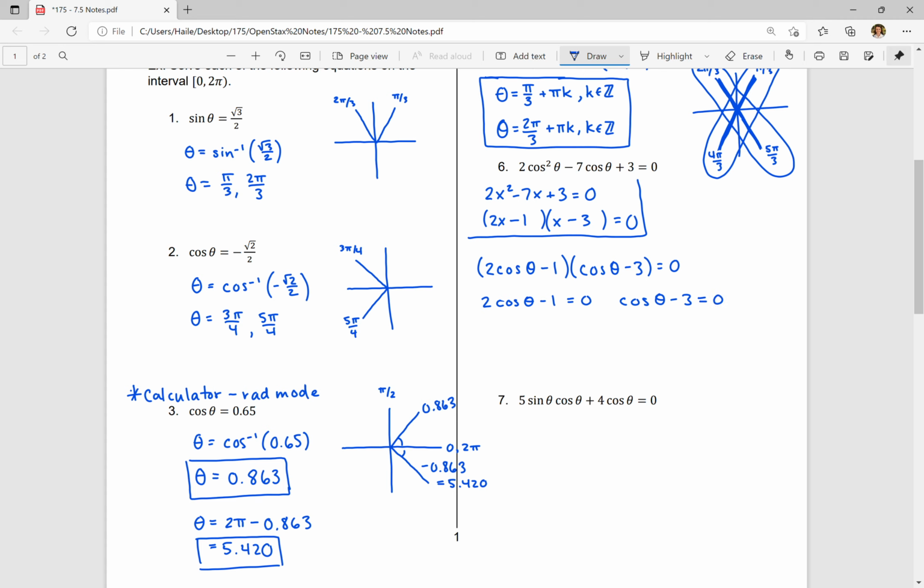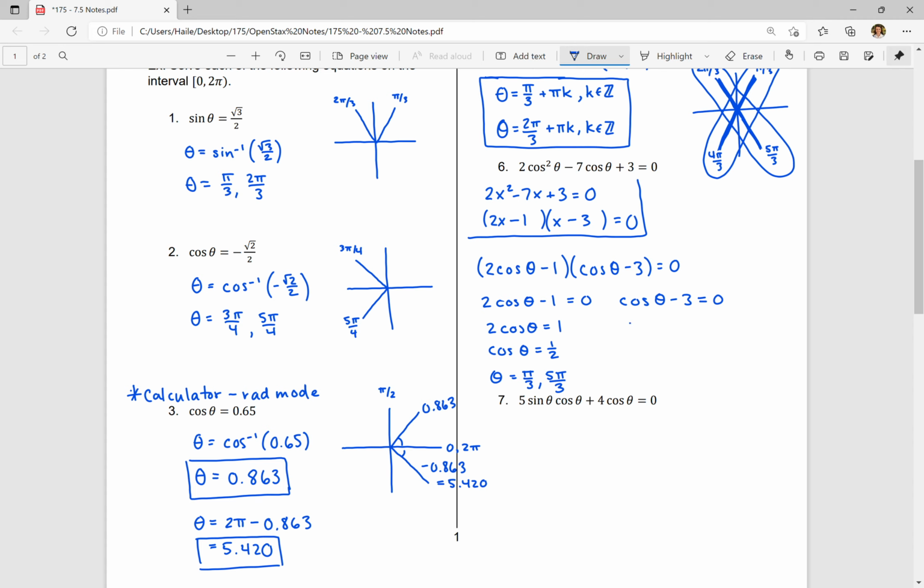And then we want to solve each of these little equations. So in this first one, we get 2 cosine of theta is equal to 1. So cosine of theta is equal to 1/2. And if we think about the angles on the unit circle that have a cosine of 1/2, we get that theta is pi over 3 and 5 pi over 3. So we want that angle in quadrant 1 and the angle in quadrant 4.